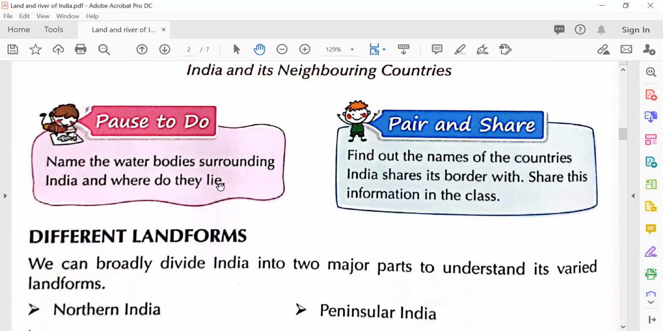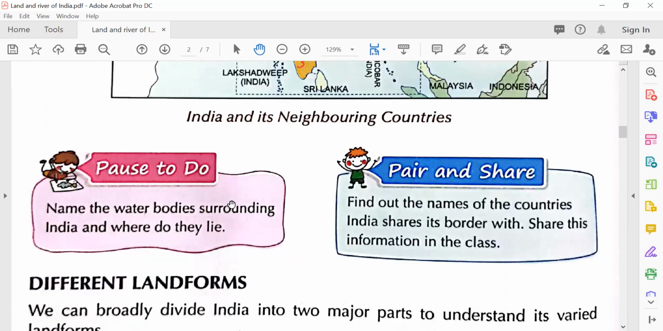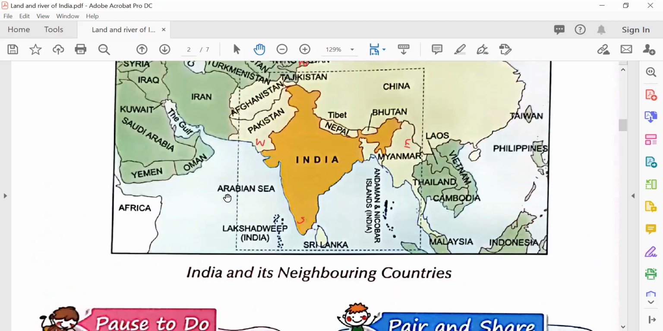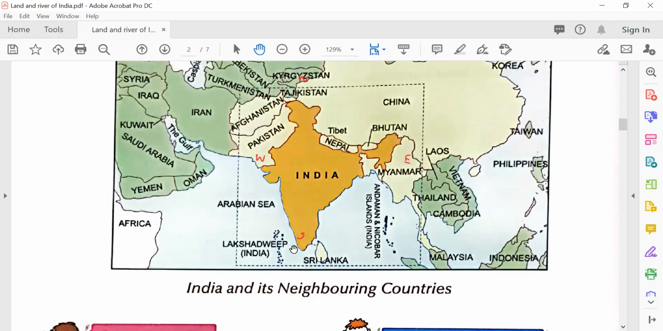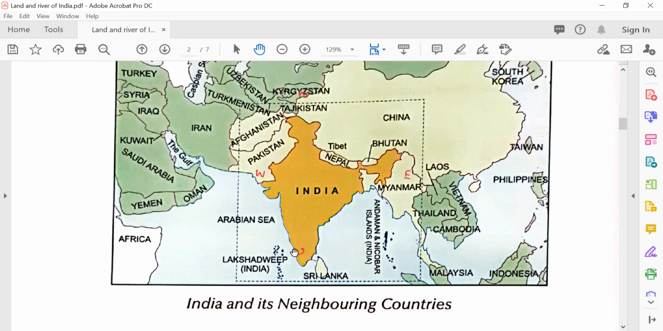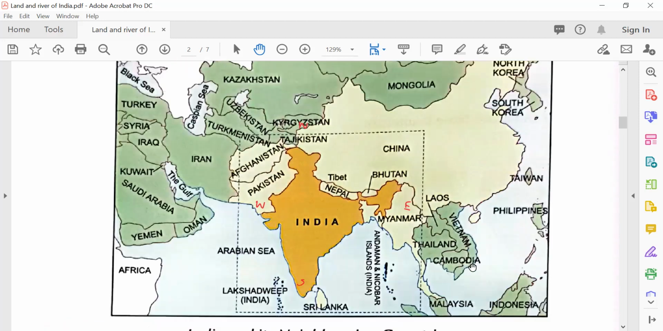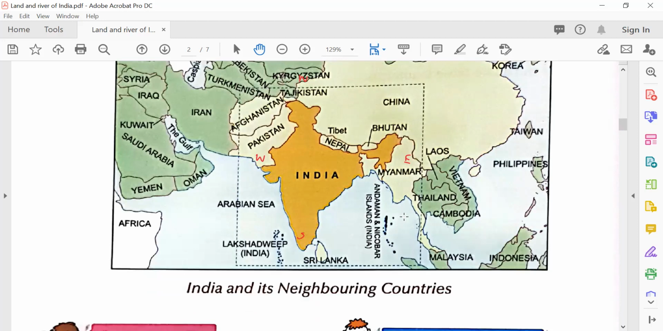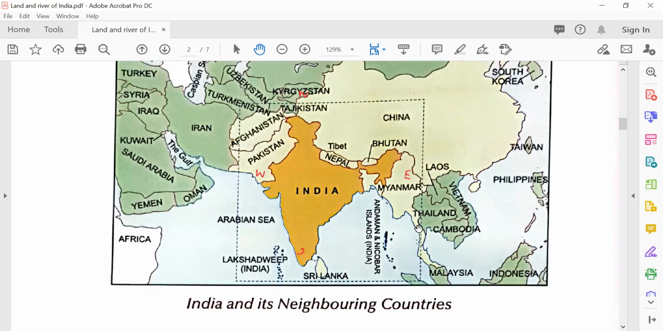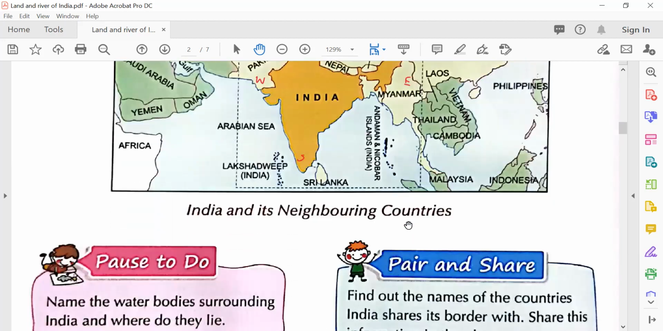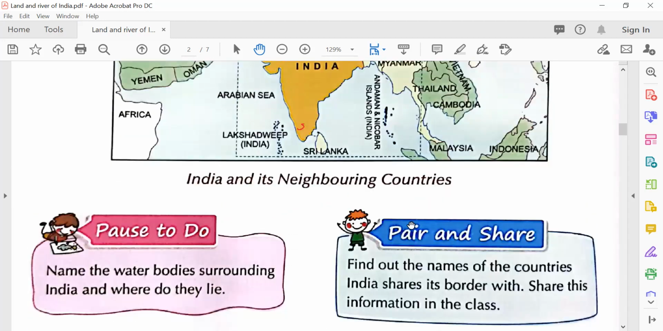Pause. Name the water bodies surrounding India and where they lie. So here there is a water body. What's the name of this water body? Arabian Sea. And here? No, these are islands. Lakshadweep is an island. Sri Lanka is also an island. It's only the Arabian Sea. So tell what you are able to see from the map.